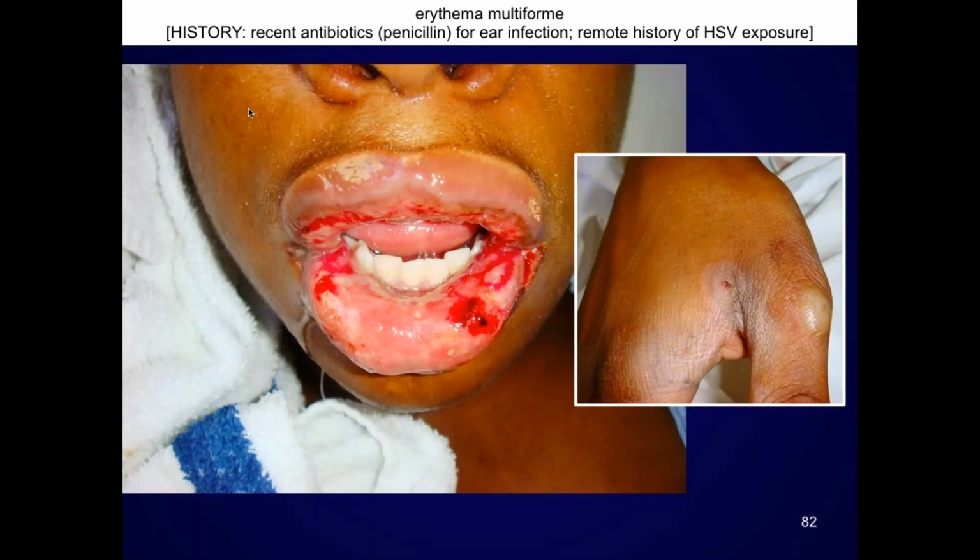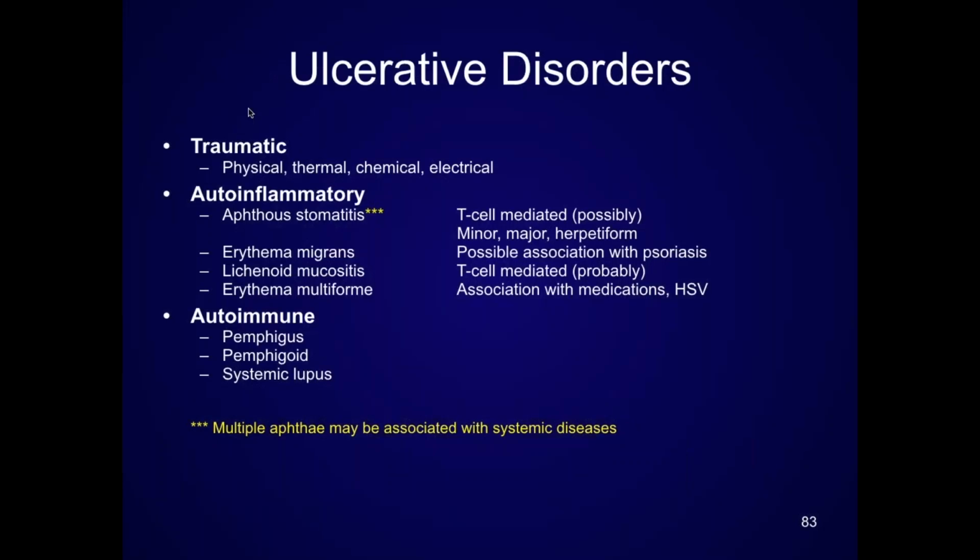This is a different story. This was a 16-year-old patient I saw, actually he was admitted to the hospital. He had an ear infection, got antibiotics. It was a penicillin. He wound up with eventually his lips crusted, and then he had the target lesion. So this is erythema multiforme. These patients are usually younger, and they usually get this because of some sort of medication or something like a viral exposure.